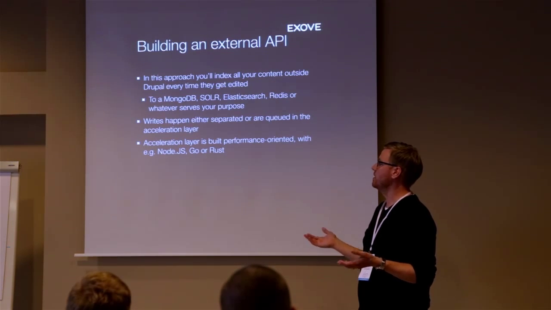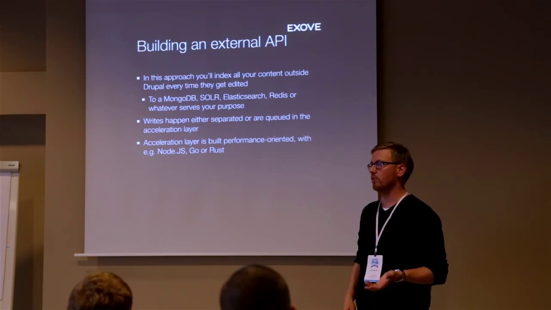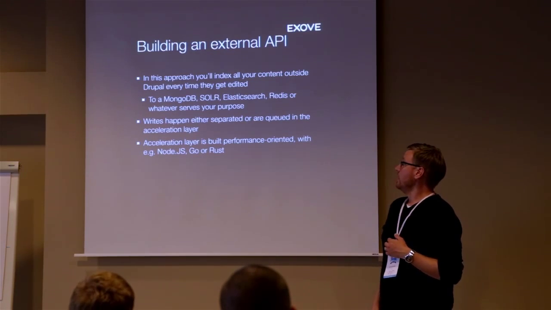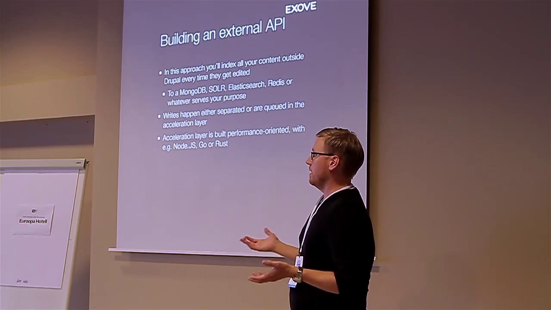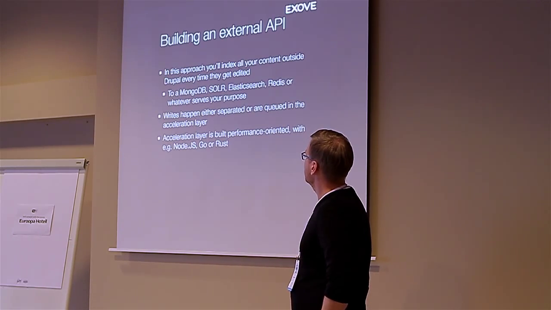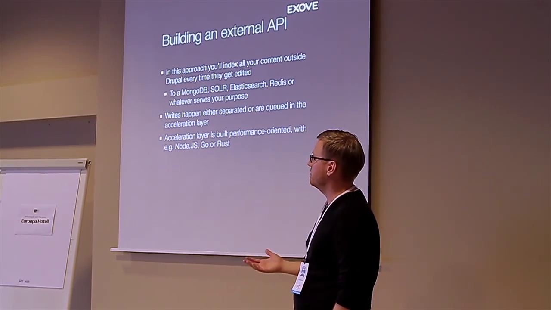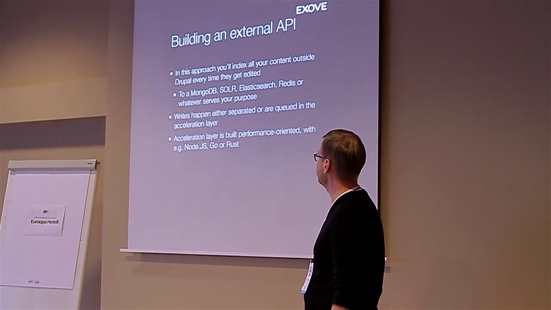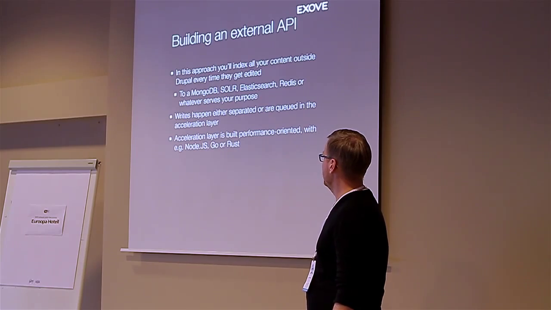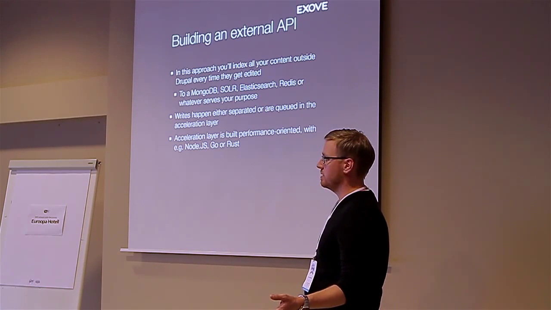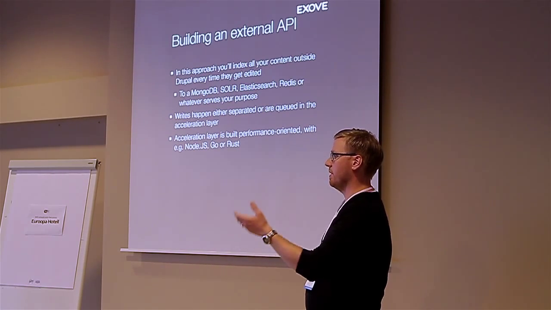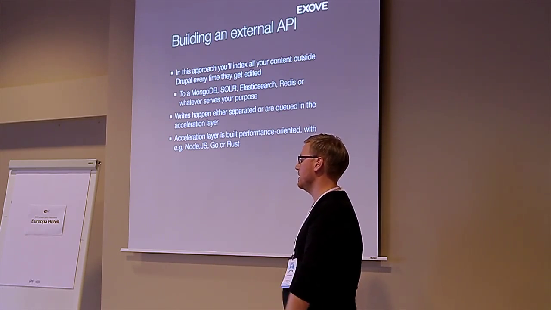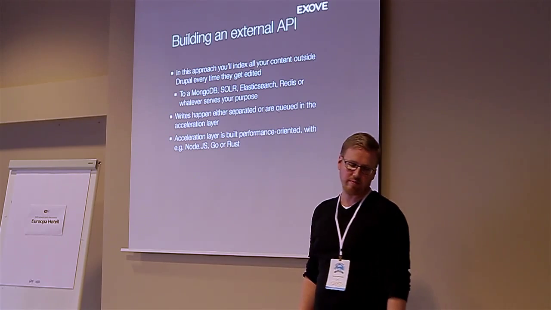You can use MongoDB, you can use Solr. Solr is really good if you don't have to write to it often, because it's well indexed. Elasticsearch, Redis, if you don't need a lot of search parameters, you just need a key value storage. For writes, you can either write directly to the service's API and let it be slow, or you can queue them in the acceleration layer if there's a lot of stuff coming your way.